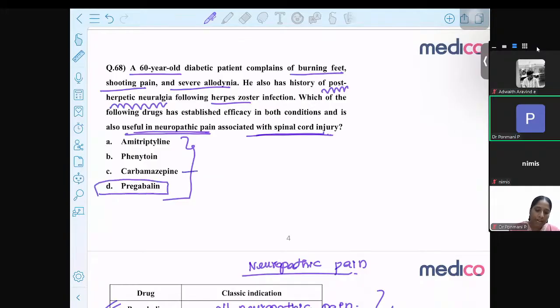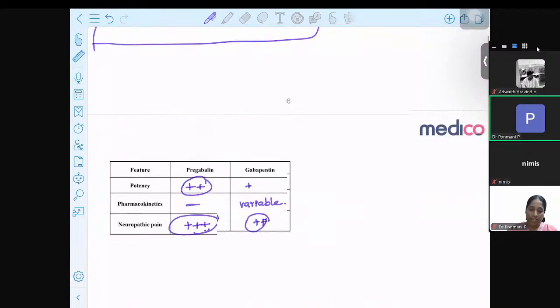Why? Carbamazepine, as I said, is used for trigeminal neuralgia. And when compared to amitriptyline, pregabalin would be the best answer. Amitriptyline can be used if they are saying there is a history of depression. If they have quoted that, then you can go for amitriptyline. Okay. Now coming to the next question.